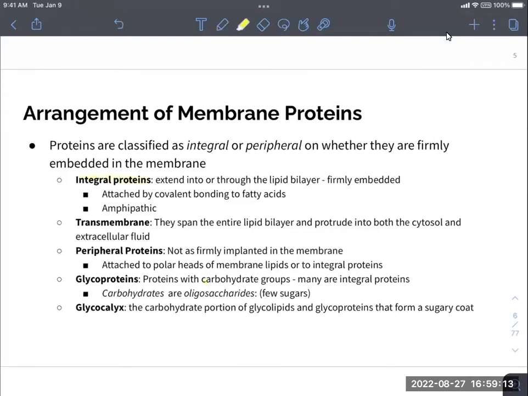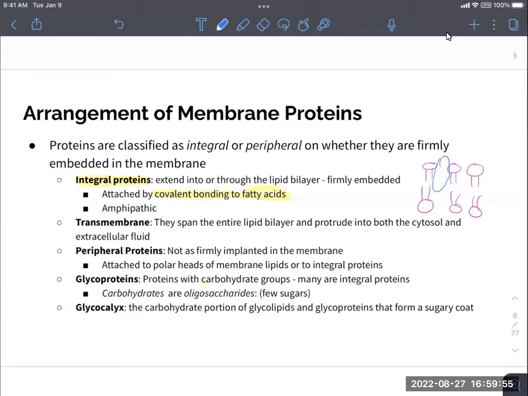Our integral proteins are firmly embedded because they have covalent bonds to those fatty acid chains, but they are considered amphipathic. So if I have my lipid bilayer here, I can have some integral proteins. They extend in. So these integral proteins help bring things from one side of the membrane to the other.